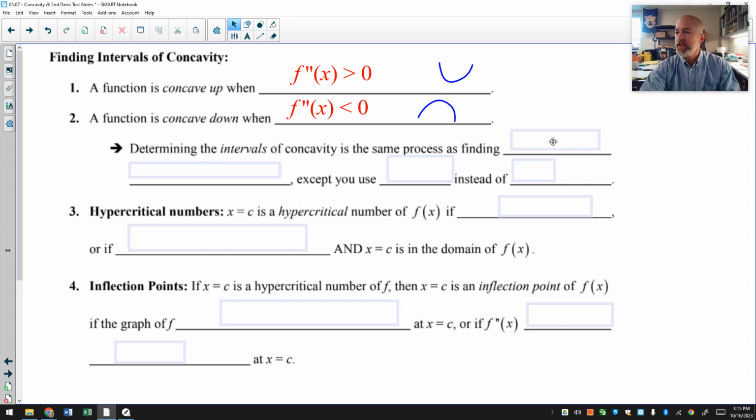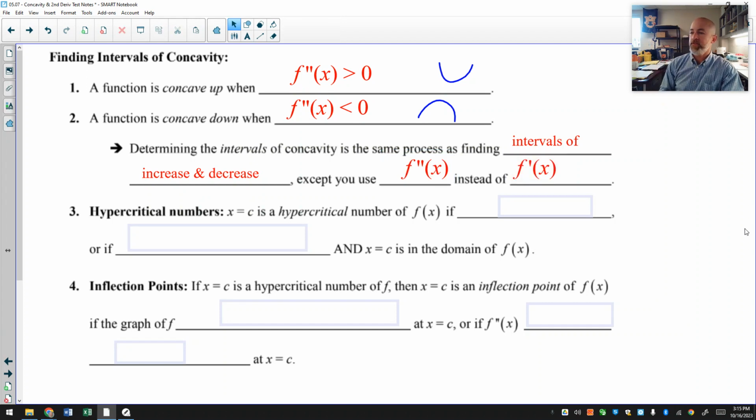Determining the intervals of concavity is the same process as finding the intervals where a function increases and decreases. So the mechanics are almost identical. The difference is that you will be using the second derivative instead of the first derivative. So where you were finding the critical numbers, and then a lot of teachers use a number line approach to organize their intervals, you can do the same thing, but with the second derivative.